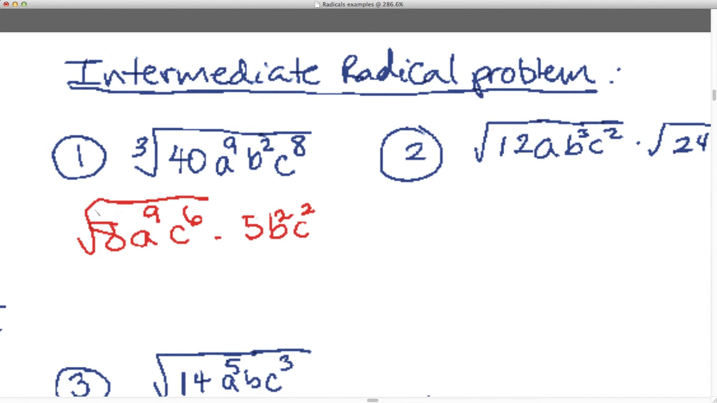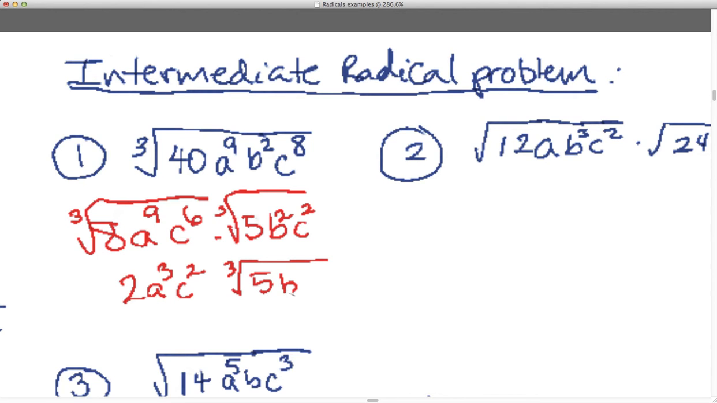They're still both under the cube root at this point until you take the cube root of the first one on the left. So you're going to get 2a to the third c squared when you divide those exponents by 3. And then you have the cube root of 5b squared c squared. Okay? There's your answer there.